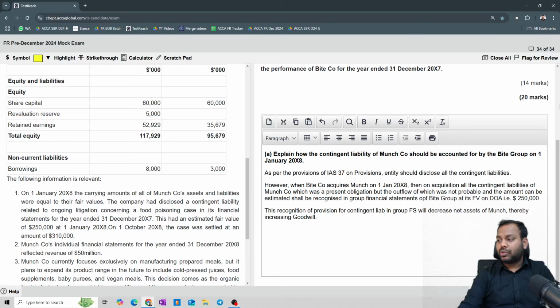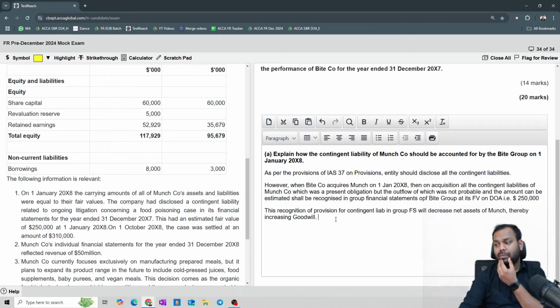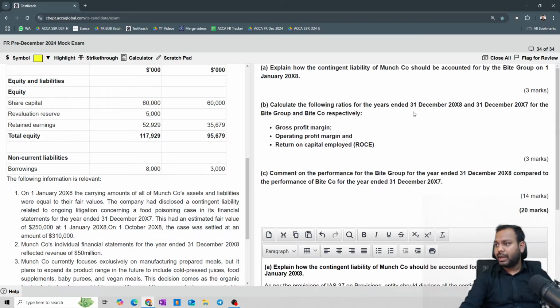Tell me, is that clear? So since it was for 3 marks, I wrote 3 points. Tell me, is that clear, everyone? Come on, guys, please confirm if it is clear to everyone till here. Okay, now moving on to the next part.